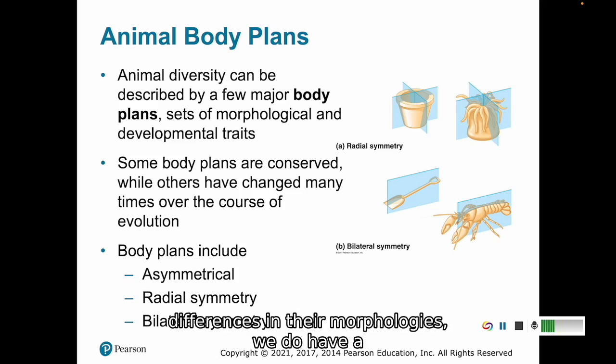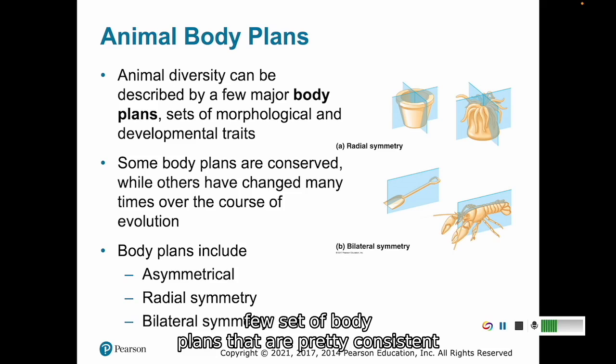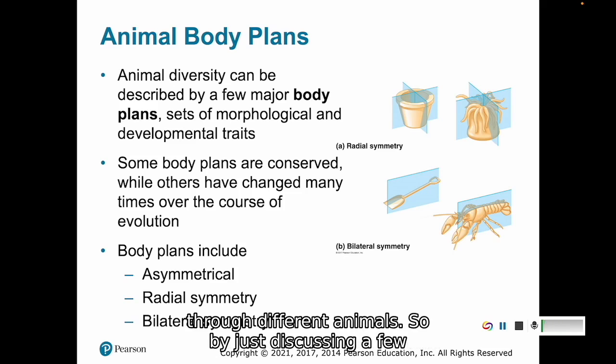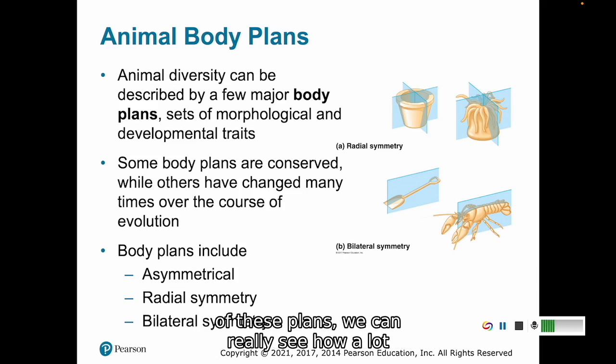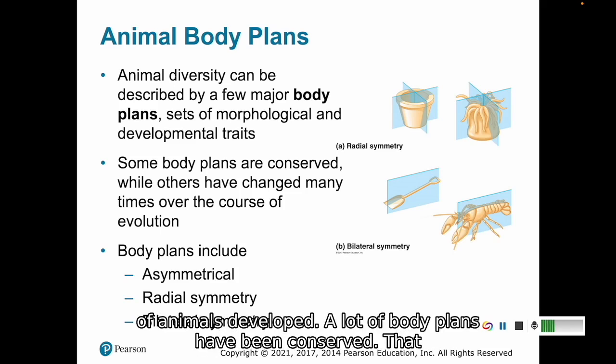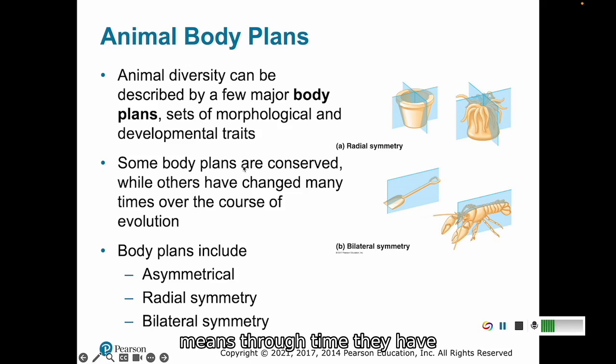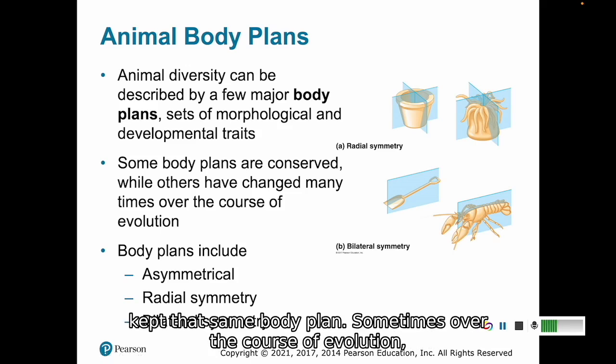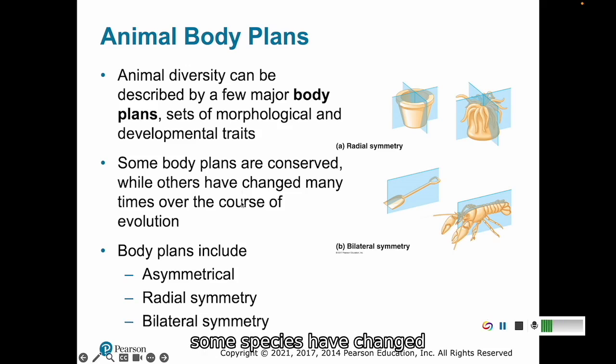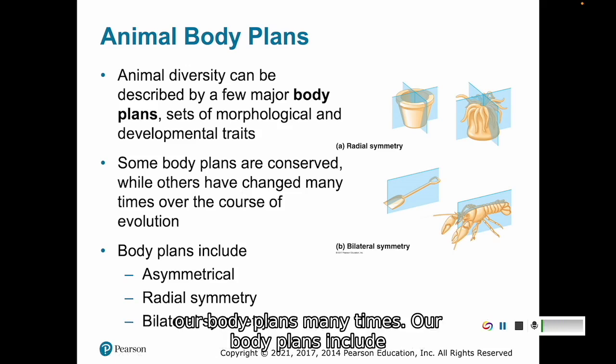However, for all the differences in our morphologies, we do have a few set of body plans that are pretty consistent through different animals. So by just discussing a few of these plans, we can really see how a lot of animals developed. A lot of body plans have been conserved. That means through time, they have kept that same body plan. Sometimes over the course of evolution, some species have changed their body plans many times.